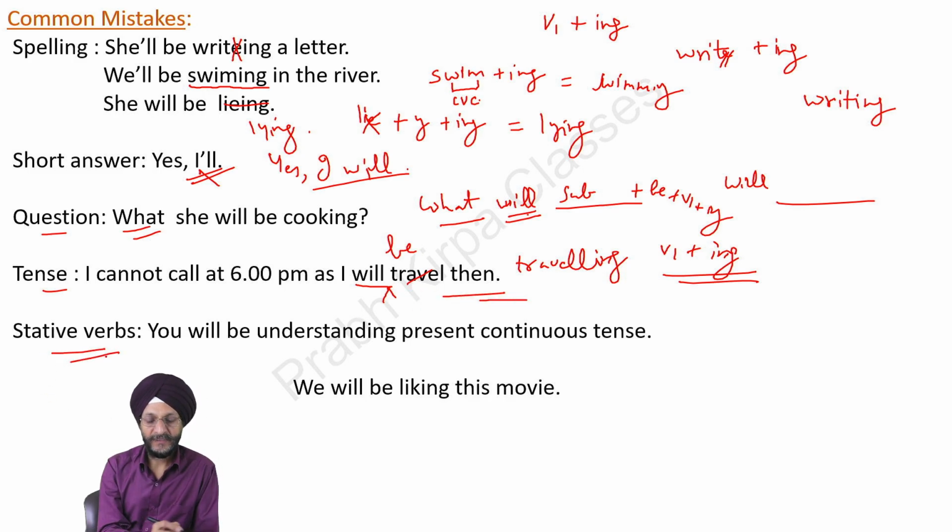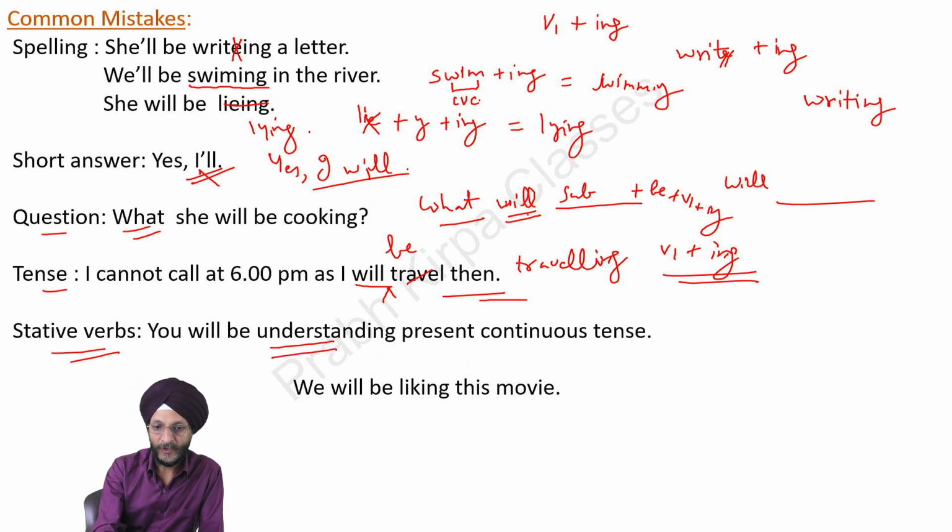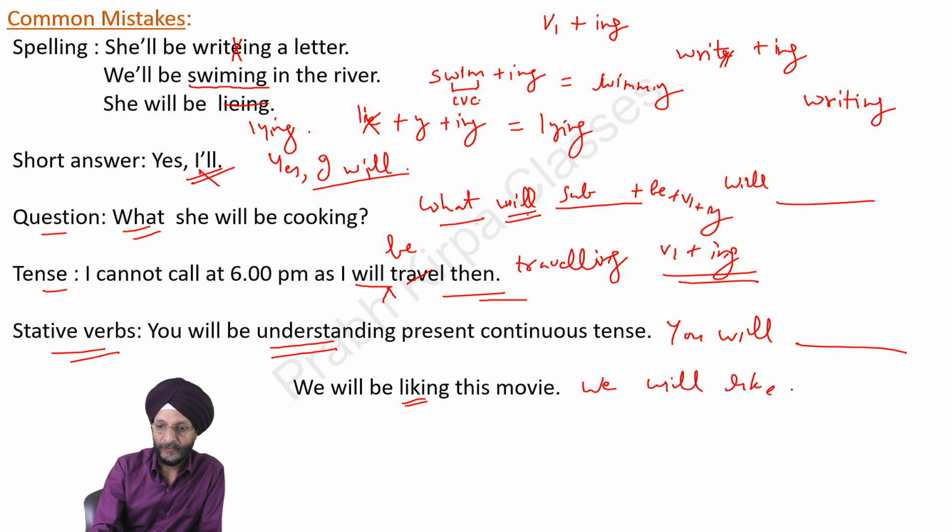Then come stative verbs. As already told, you cannot use a stative verb in continuous form. That is, we cannot make it understanding, liking. We have to use it in the present form. Understand, like. You will understand, present continuous tense. We will like this movie.